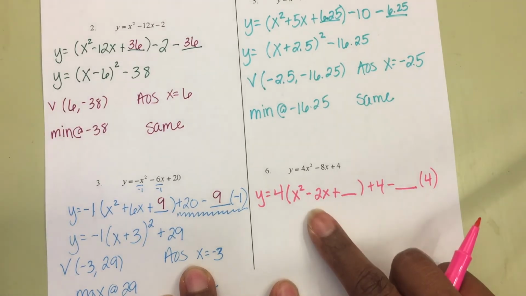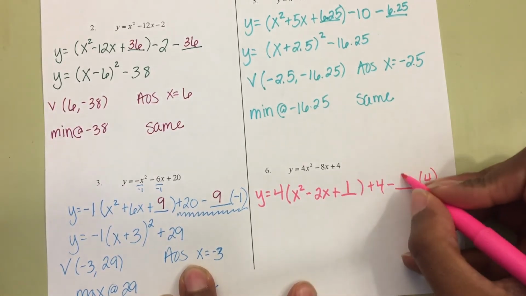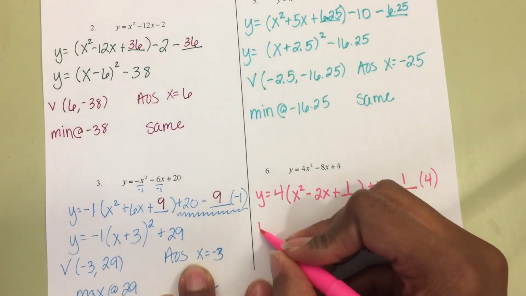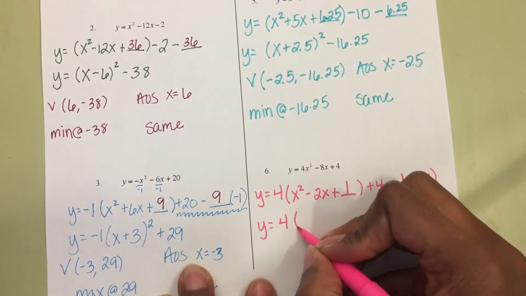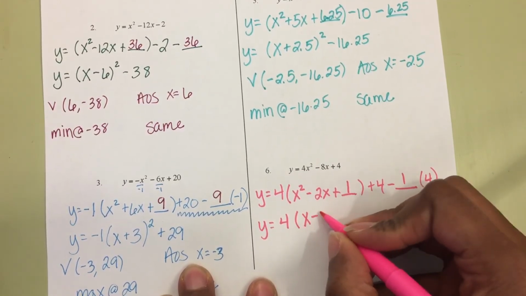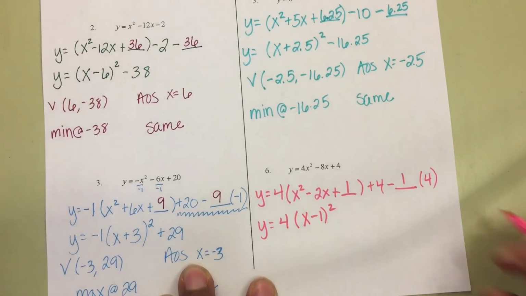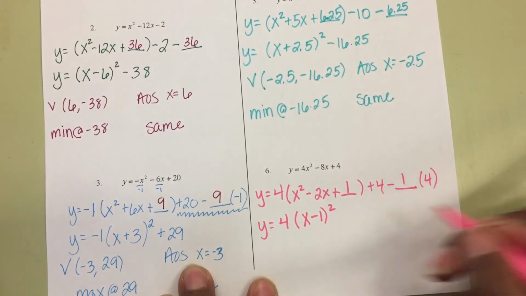Half the middle term squared. Half of 2 is 1. 1 squared, 1. And so y equals 4, and then x, half of that, negative 1 squared. Again, typing all of this in at one time, oh, we get 0.